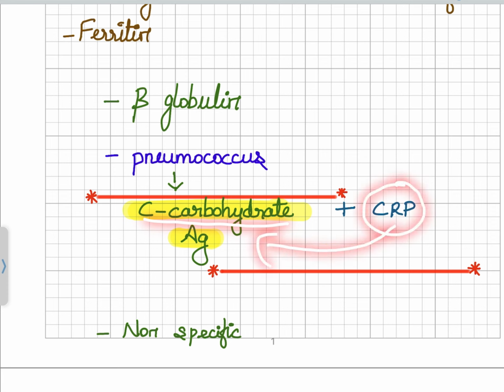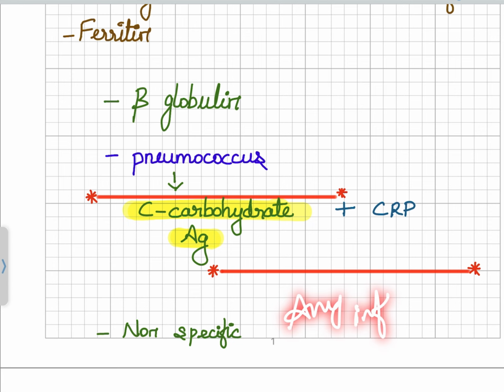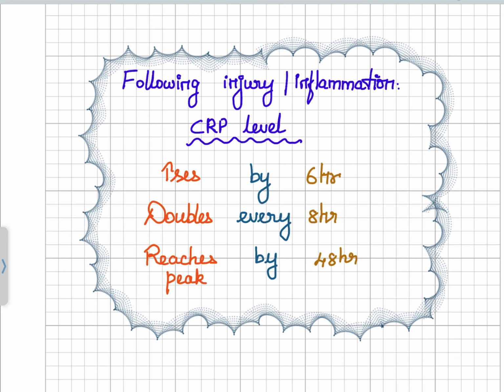It just precipitates with this C carbohydrate antigen, right? And the next point is it is non-specific. It is not that it is produced only in certain inflammatory conditions. Whenever any inflammatory condition is caused, CRP increases. Following an injury or inflammation, the CRP level will vary like this.